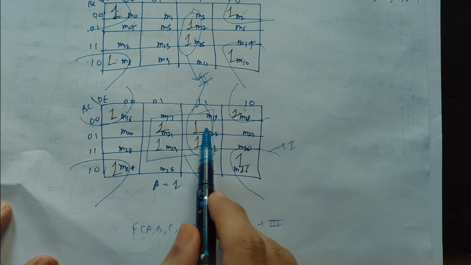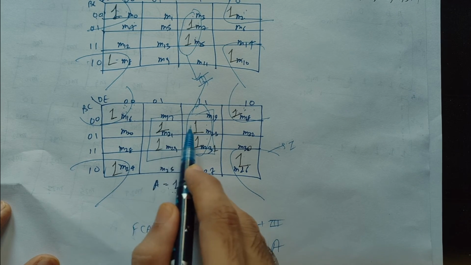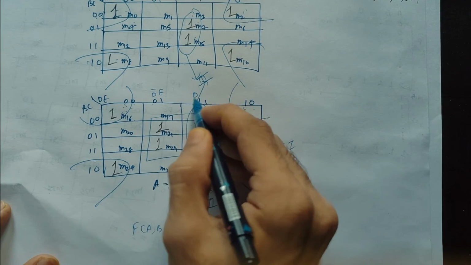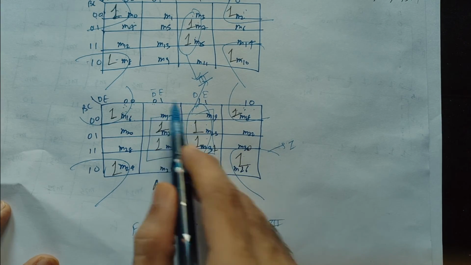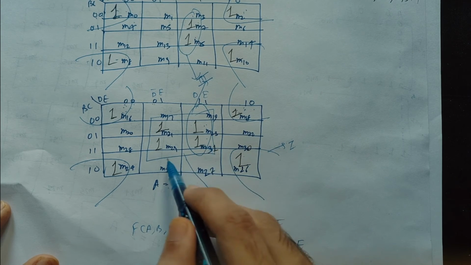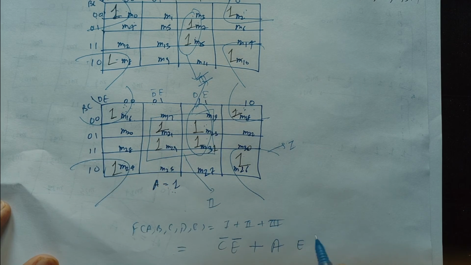For the second group, it is only in this map, where A is 1, so A is constant and we will write A. Moving from this cell to this cell, D is changing from 0 to 1, so we will neglect D, and E is constant at 1, so we write E. Moving in this quad, B is changing from 0 to 1, but C is remaining constant, so we will neglect B and take C. So the second group would be ACE.